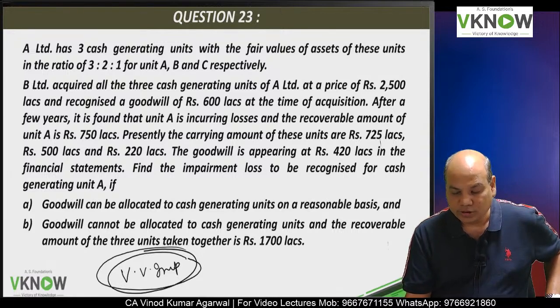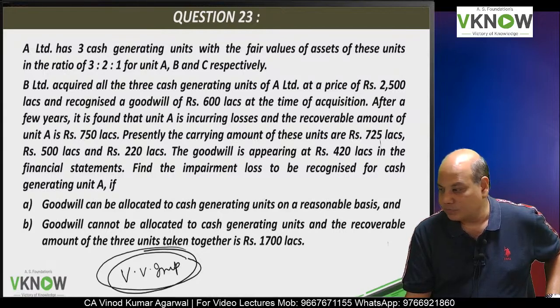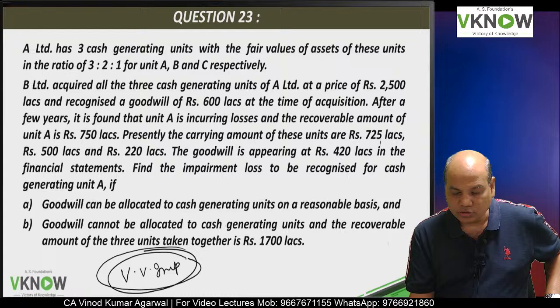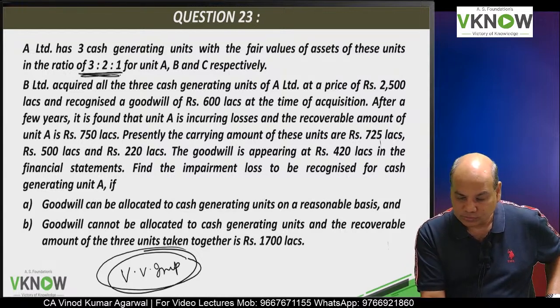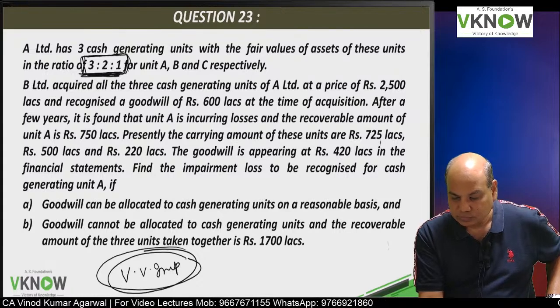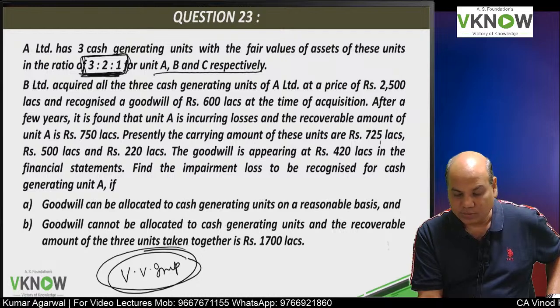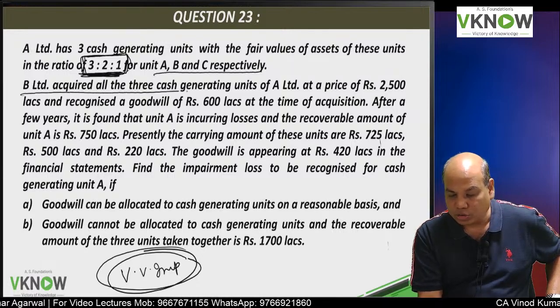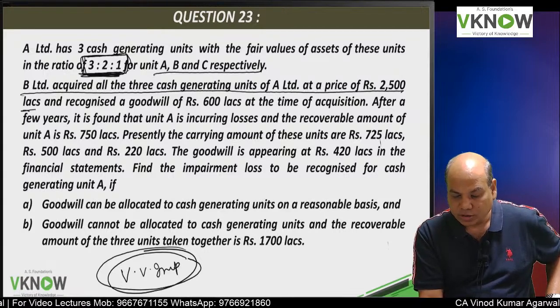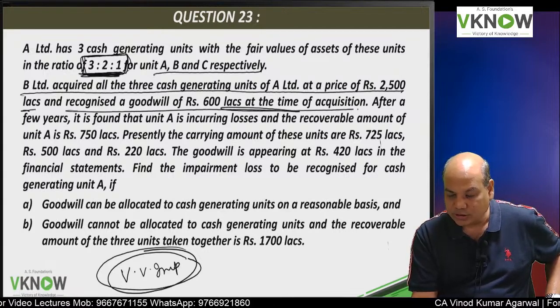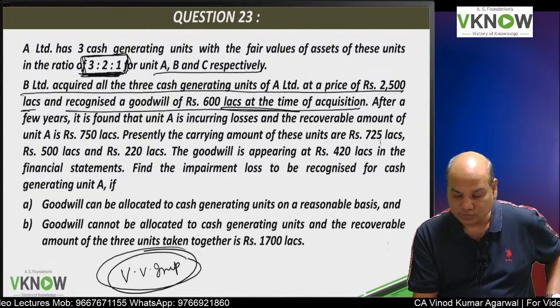A Limited has 3 cash generating units with the fair value of the asset of these units in the ratio of 3:2:1. Underline. This is a hint given for allocation of goodwill. For 3 units A and B and C, B acquired all 3 CGU at a price of 2,500 lakhs and recognized a goodwill of 600 lakhs at the time of acquisition.